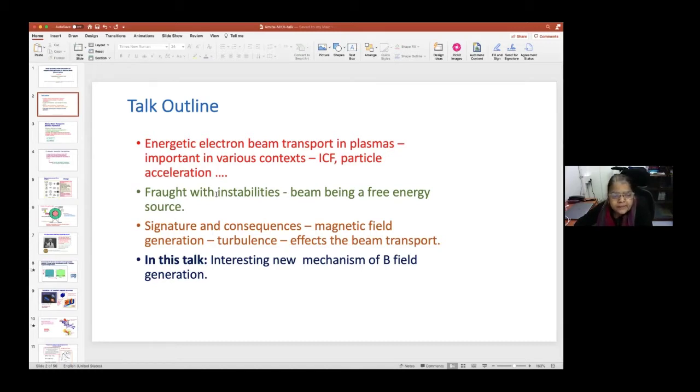These instabilities are electromagnetic in nature, and the conventional instabilities are well known. But in today's talk, I'll talk about a new mechanism of B field generation, which we have observed in our simulations, and for which there's proof in the experimental studies also. So I'll talk about that in detail.